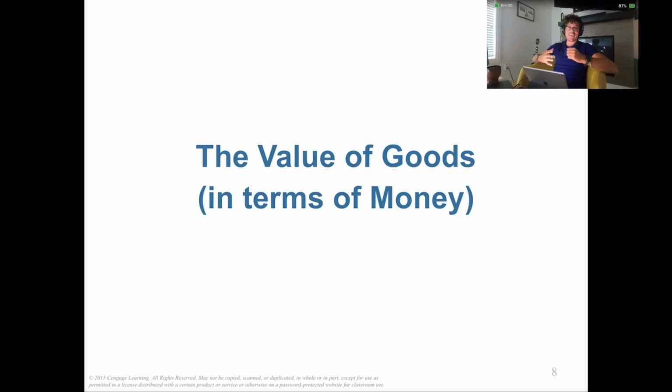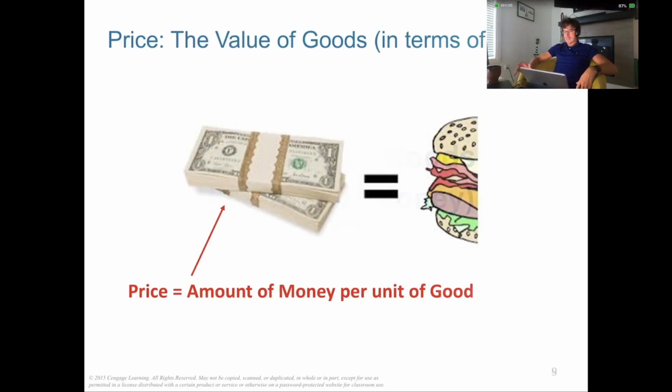Before jumping directly into the value of money in terms of the goods, let's look at the respective case. Let us look at the value of goods in terms of money. What is the value of a good in terms of money? So here, as you can see in this figure, you have a good, a burger, and what is the value of a good in terms of money? Well, it's just the amount of money that you need in order to buy the burger.